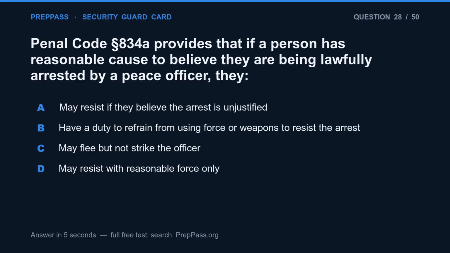Question 28. Penal Code Section 834A provides that if a person has reasonable cause to believe they are being lawfully arrested by a peace officer, they A. may resist if they believe the arrest is unjustified. B. have a duty to refrain from using force or weapons to resist the arrest. C. may flee but not strike the officer. D. may resist with reasonable force only.